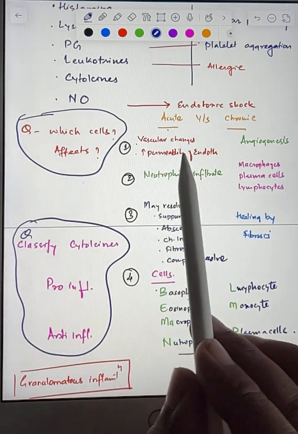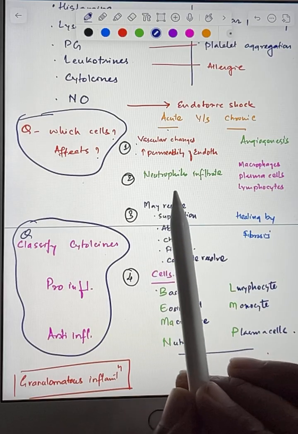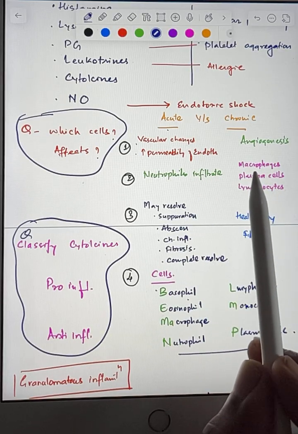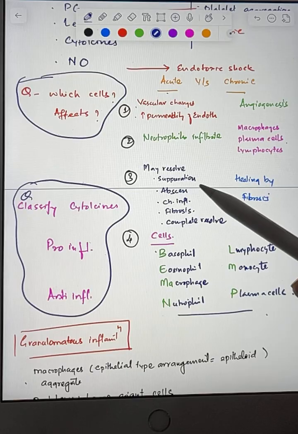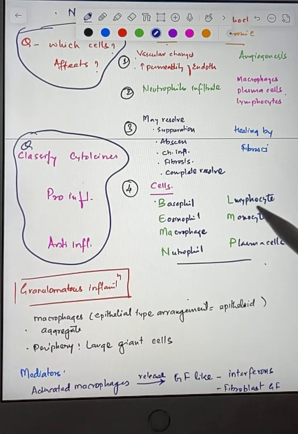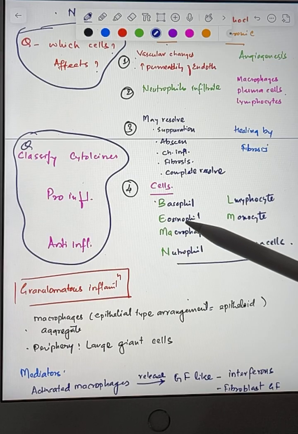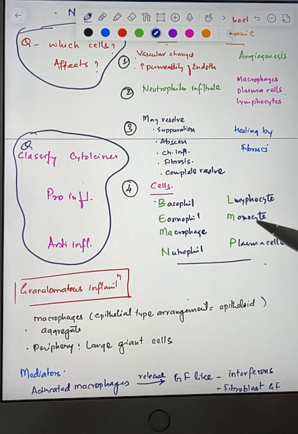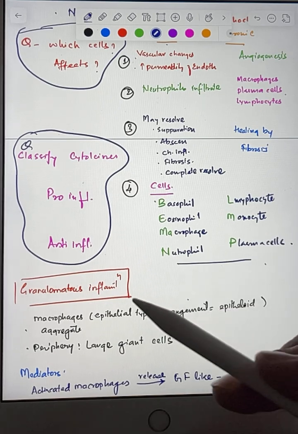Acute versus chronic. In acute, there are vascular changes and increased permeability. In chronic, there is angiogenesis. In acute, the cell is the neutrophil; in chronic, the cells are macrophages, plasma cells, and lymphocytes. Acute may resolve as suppuration, abscess, chronic inflammation, fibrosis, or complete resolution. Chronic heals by fibrosis. Cells involved in acute inflammation are basophils, eosinophils, macrophages, neutrophils: BEMAN. In chronic, the cells are lymphocytes, monocytes, plasma cells: LMP.